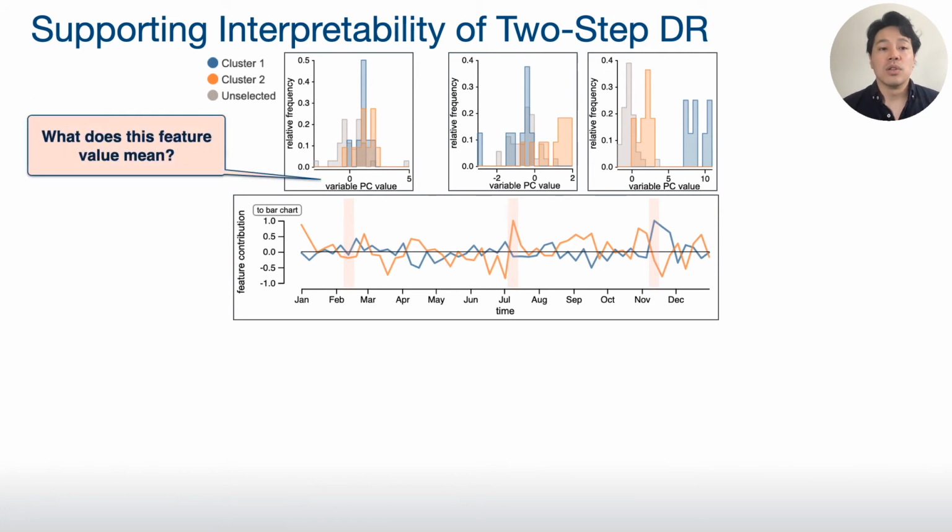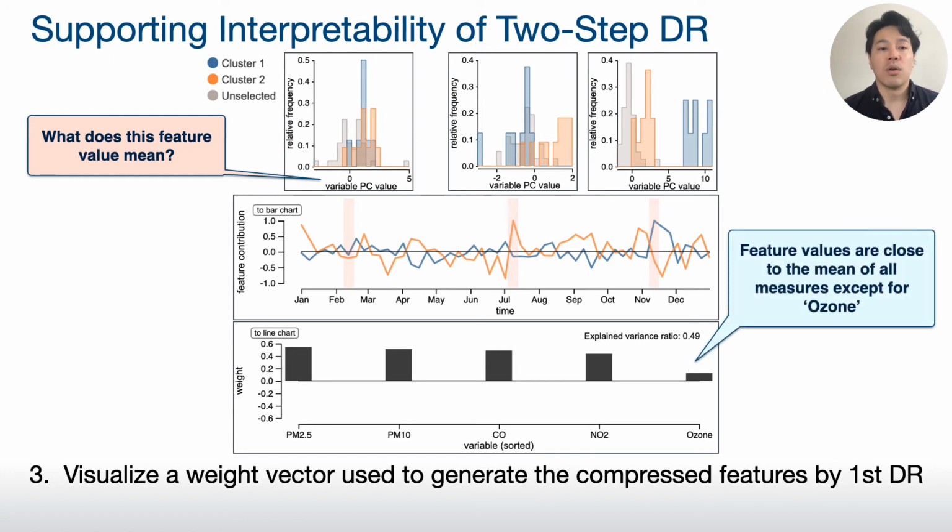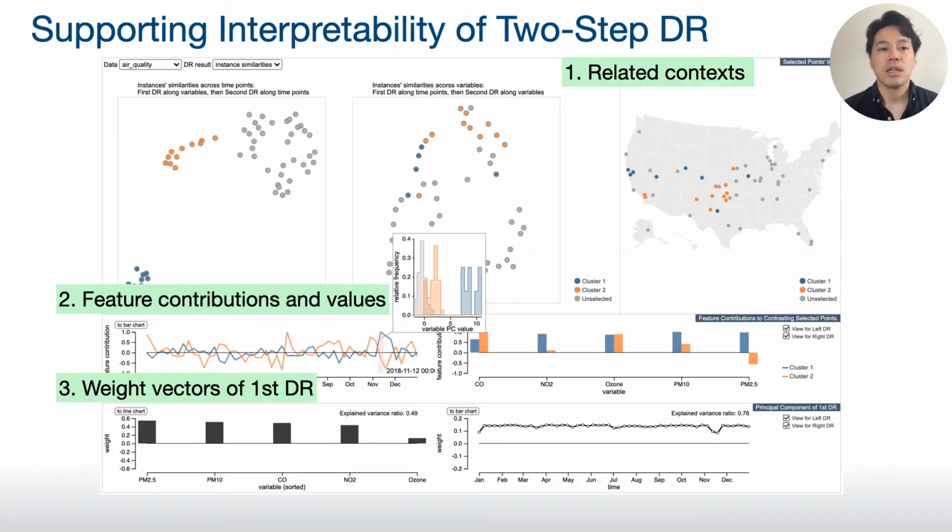We also want to know the meaning of the feature values. For this, we visualize weight vectors that the first dimensionality reduction uses to generate the representative feature. In this example, we can see that all measures except for ozone have similar weights. Thus, we can say that the feature values are close to the mean of the four measures with similar weights. In summary, we provide three pieces of information to support interpretability of the two-step dimensionality reduction results.